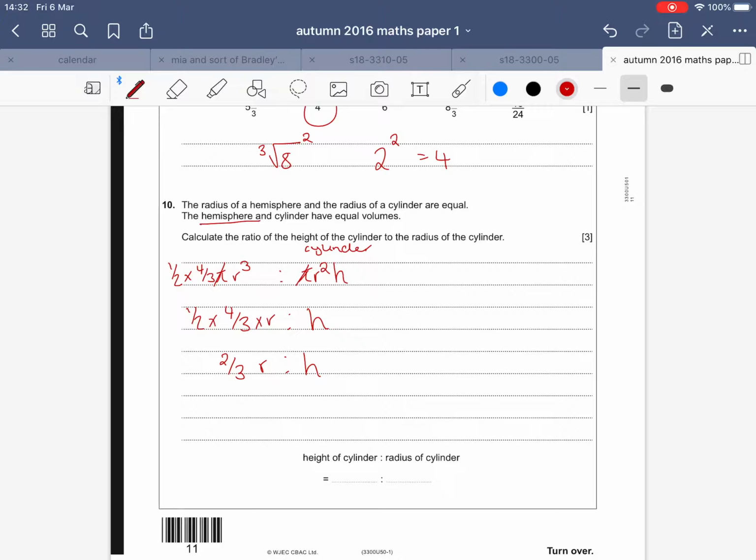So compared to your radius, if the height was 1, the radius then would be 2/3. So your height being 1, your radius being 2/3. You can keep it like that, or if you don't want it in a fraction, it could be 2 to 3, if we times them both by 3.